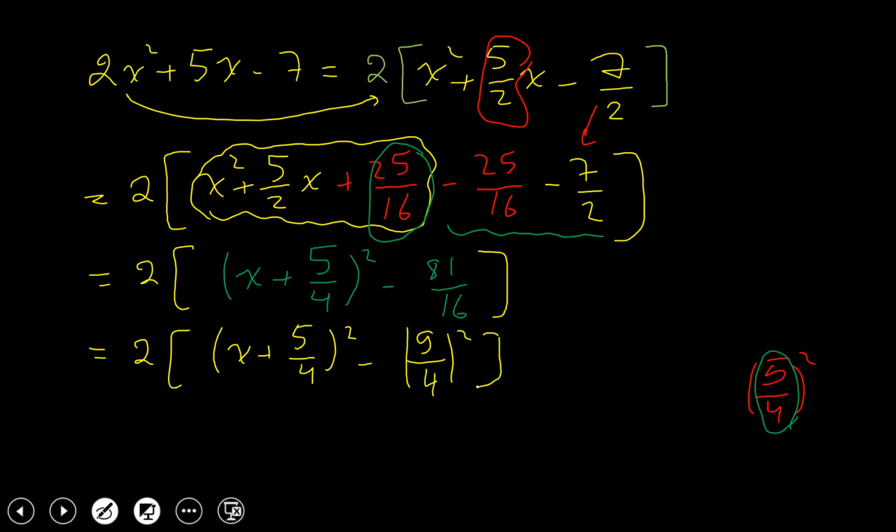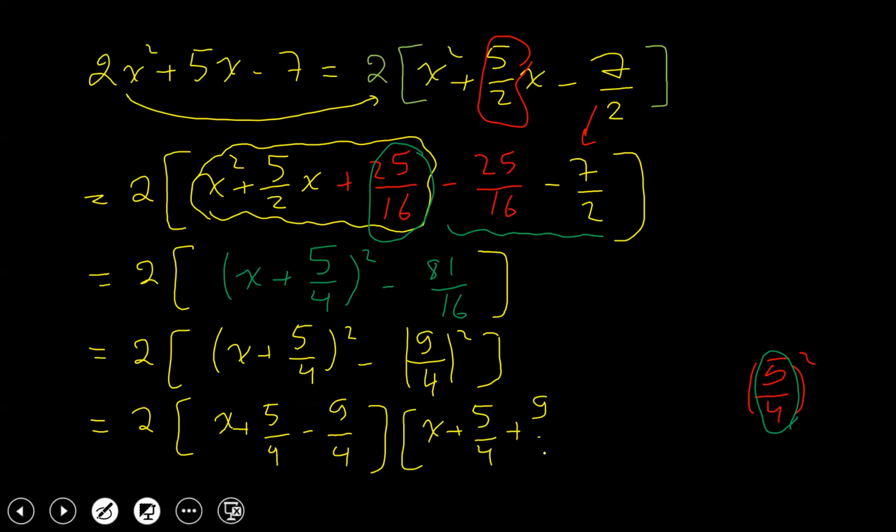Now we apply the difference of two squares. We get 2 into a minus b into a plus b. This is a minus b. Another bracket now for a plus b. Well, now the answer becomes like this. 2 into 5 minus 9 is minus 4 over 4. We get minus 1. So here we get x minus 1.